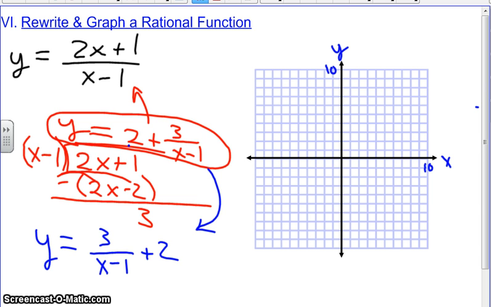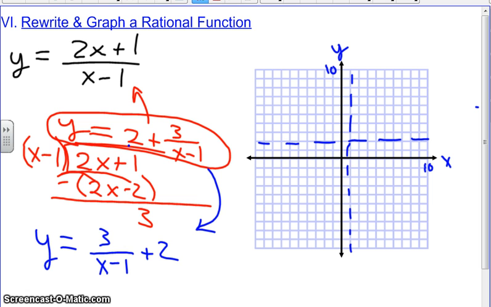So let's look at this. What is the horizontal asymptote? You remember? 2, right? There it is, k, out there. So we could draw that in. What is the vertical asymptote? Or what value is not permitted in the domain? 1. So there you have it there.